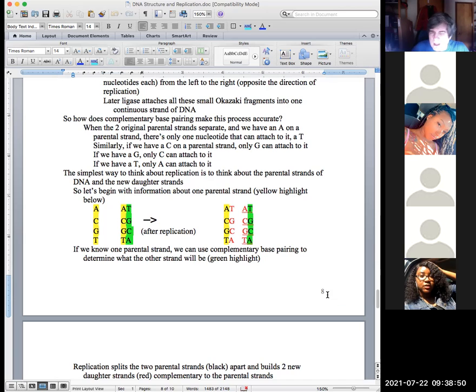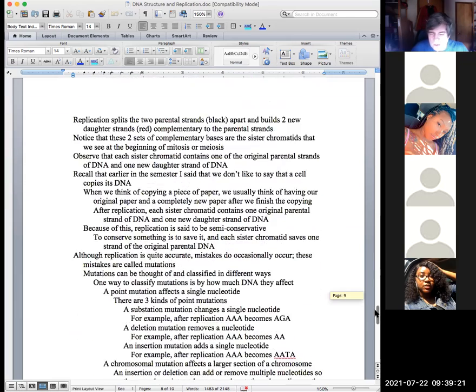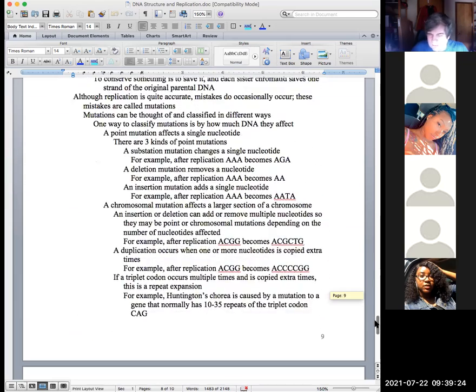So when we talk about this, replication is sometimes said to be semi-conservative. If you conserve something, you save it, and semi means half. So in replication, you save half of the DNA for each sister chromatid. But this is why we don't like to say that the DNA is copied, because it's not copied. It's not the right term. We use replication, but duplication is still better than copy.